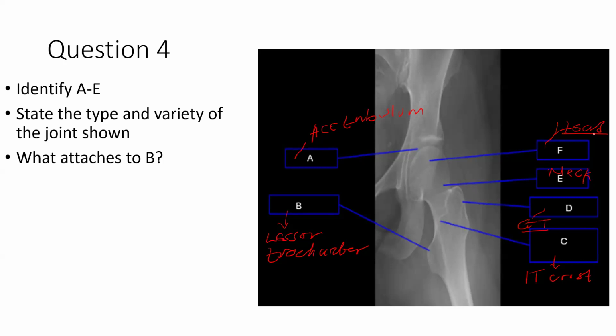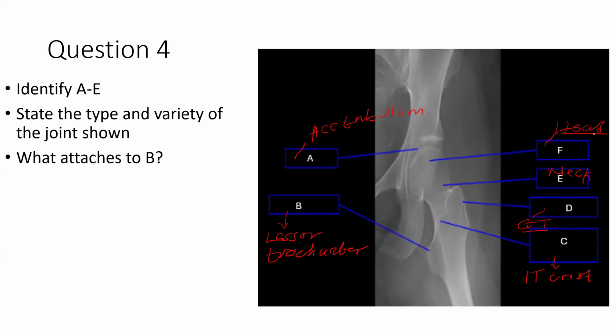Okay, name this joint. Why is C not the quadrate tubercle? Good question, because the quadrate tubercle is along the intertrochanteric crest. So even if someone was to say quadrate tubercle, I would also agree that is correct.